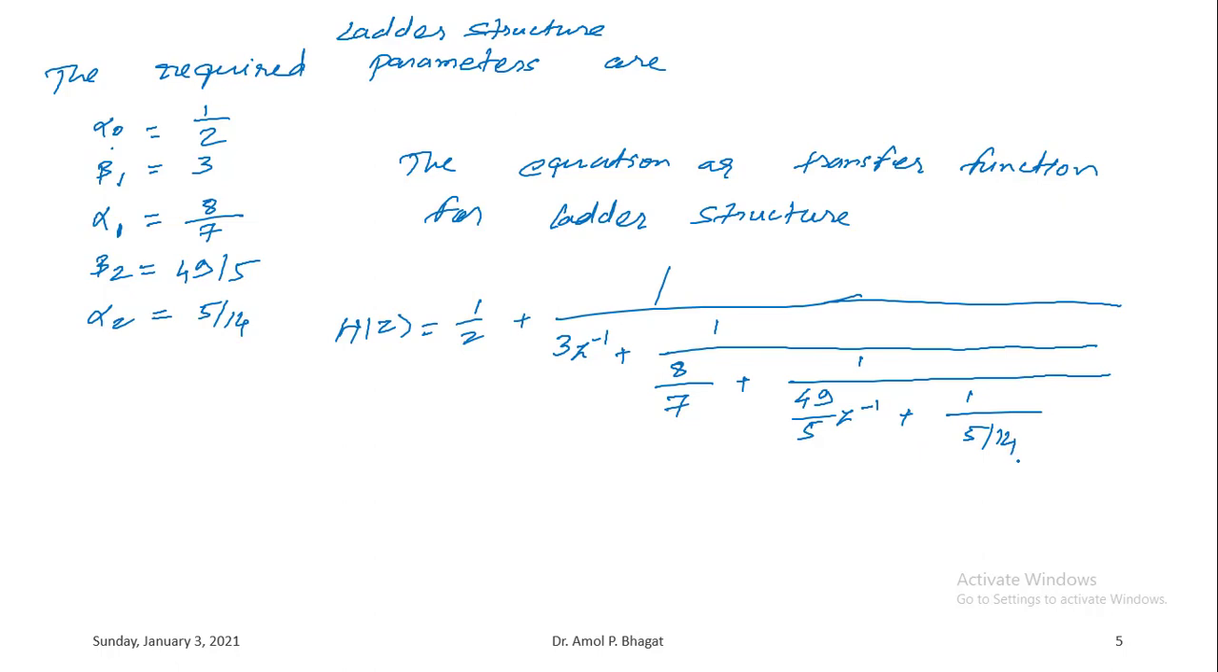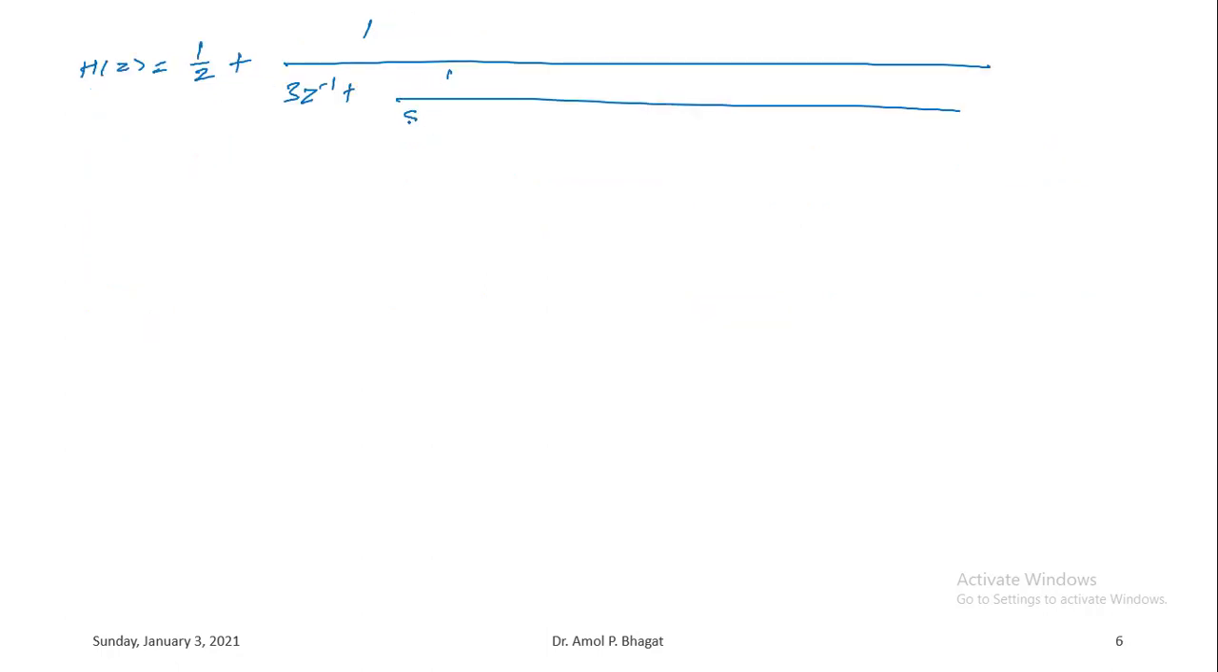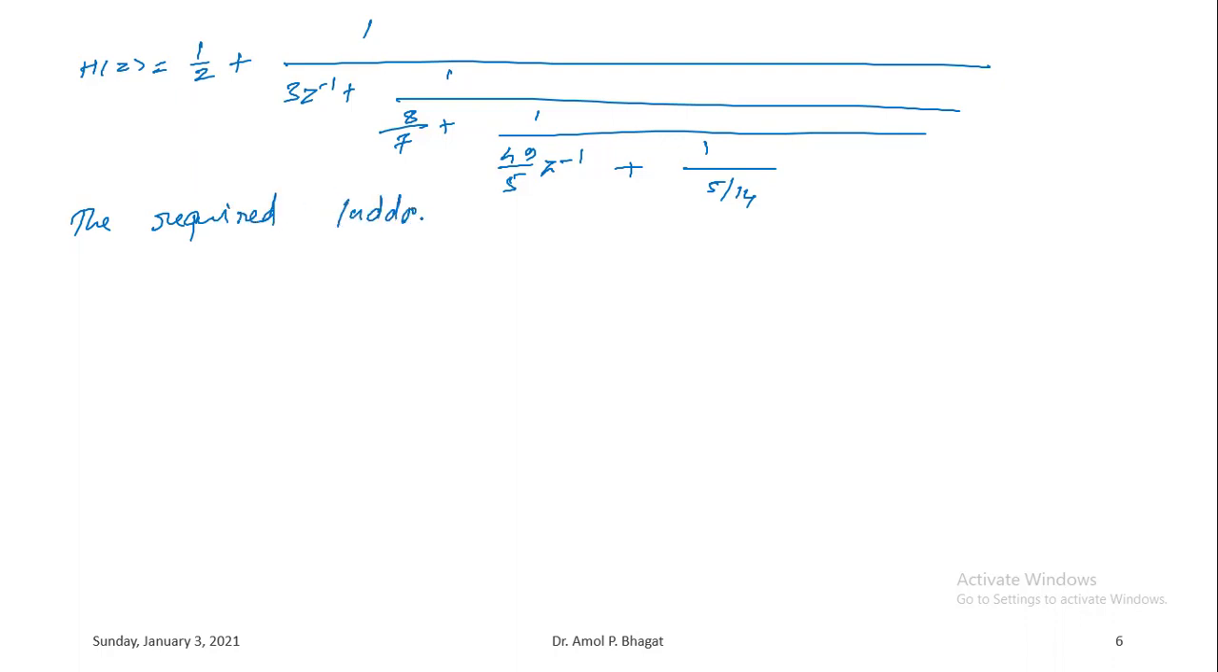By using this equation of H of Z, now we'll try to obtain the diagram, that is the realization in ladder structure form. Once again I will rewrite this equation on the next slide, and below that we will try to draw the diagram for it. What H of Z we have obtained: H of Z is 1 by 2 plus 1 upon 3 z inverse, plus 1 upon 8 by 7 plus 1 upon 49 by 5 z inverse plus 1 upon 5 by 14. So this is the ladder structure equation.